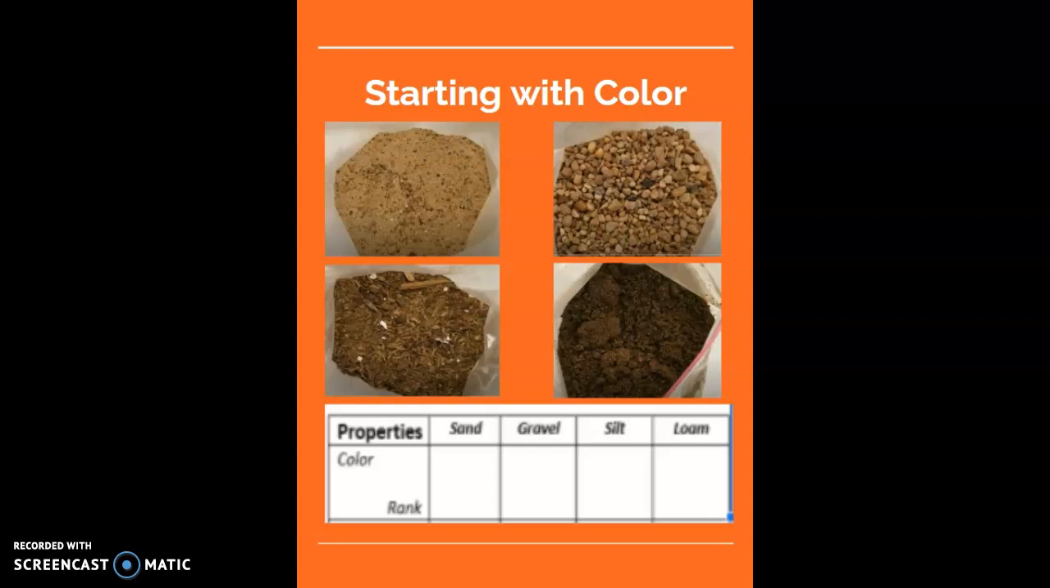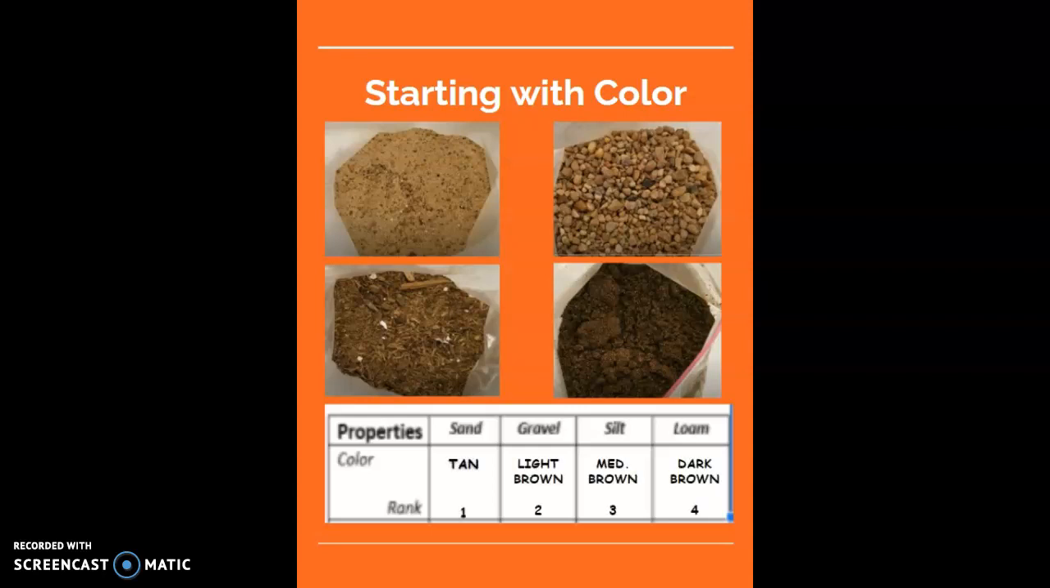We're going to start with our color. You can see the 4 different pictures. Sand in the top left corner, the gravel in the top right corner, the loam in the bottom right corner, and the silt in the bottom left corner. So you can see the differences. They're all in the brown family, but we got to be a little bit more distinctive than that. So we're going to go ahead and give them a little bit of color variation when we name them, and then we'll rank them from lightest to darkest.